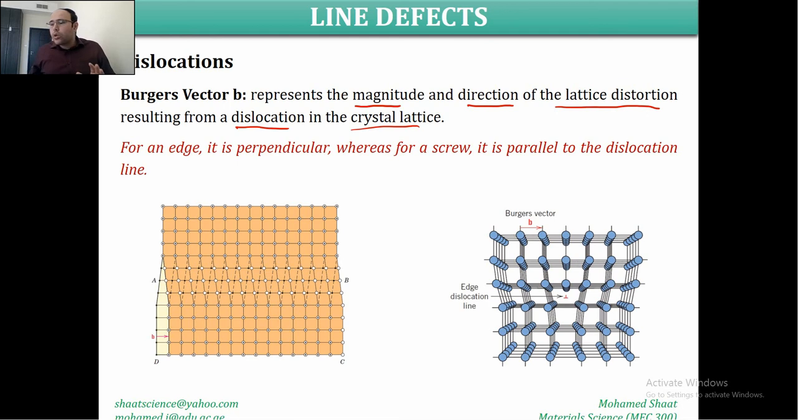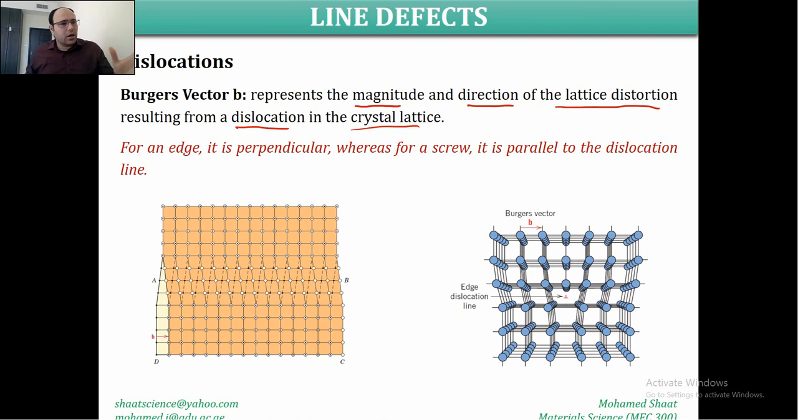And it is somehow related to the material properties. Like we can relate the material properties to the Burgers vector. As this vector increases, this indicates that there are more dislocations, there is more lattice distortion, and the material properties somehow are related to these distortions in the lattice structure.